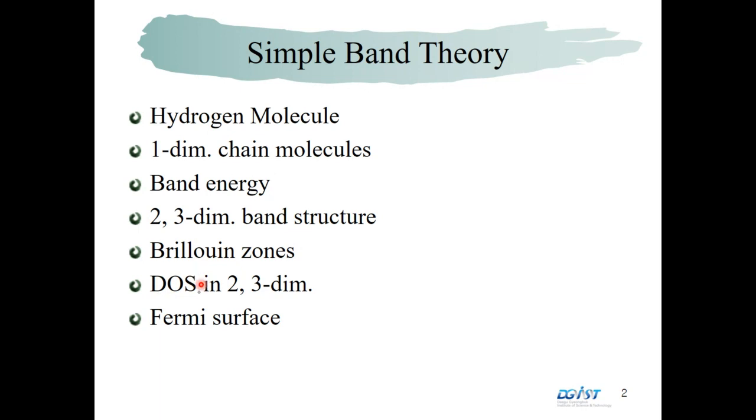That's a very important concept in solid state physics. So I'm going to explain about the density of states in two and three dimensions, and also that many physical properties are determined by the Fermi surface, because the electron at the Fermi surface interacts with the external field and the magnetic field. So the property of the Fermi surface is very, very important.